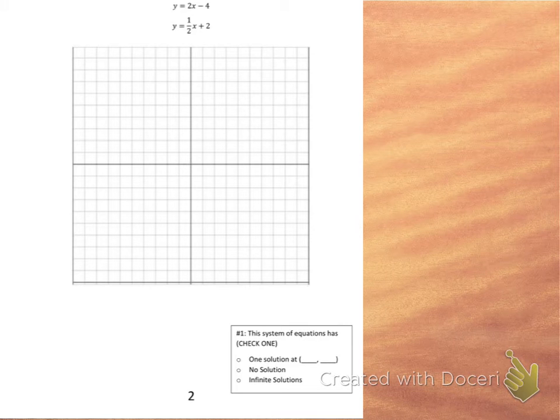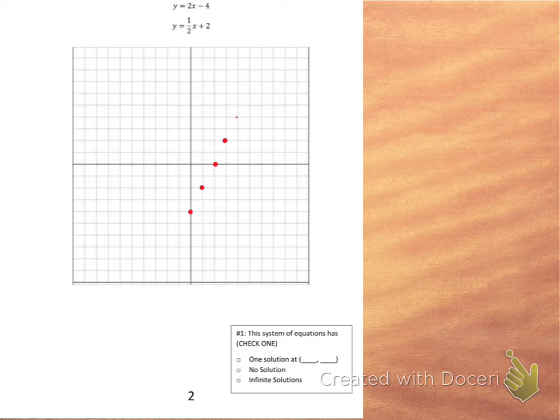Now we have y equals 2x minus 4 and y equals 1/2 x plus 2. So again, we'll start off graphing y equals 2x minus 4. To graph this, we need a point at -4. Then we go up 2 over 1, up 2 over 1. And remember, it's really important that you continue this pattern across the entire graph.